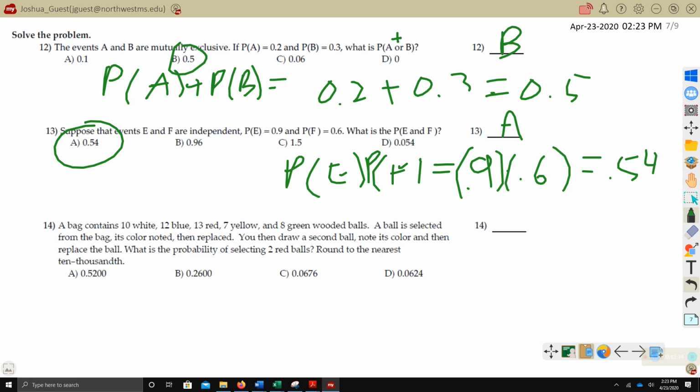All right, so a bag contains 10 white, 12 blue, 13 red, 7 yellow, and 8 green wooden balls. A ball is selected from the bag. That's important that it's replaced. So first of all, how many balls do we start with? We got 10 plus 12. This is 22. And then we got 13 plus 7 is 20. That gives me 42. And then 42 and 8 is 50. So there's 50 total balls here in this bag. Okay? So there's 50 balls here.